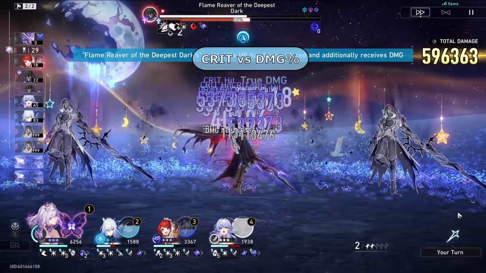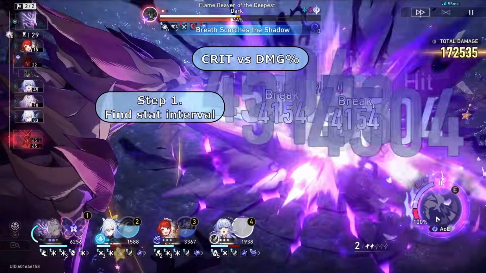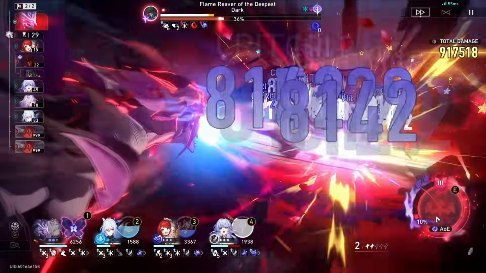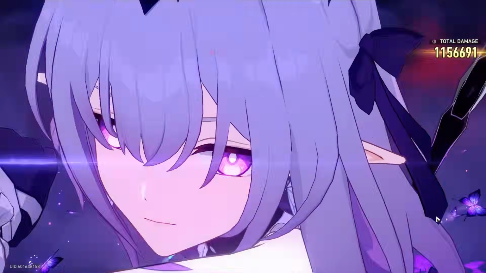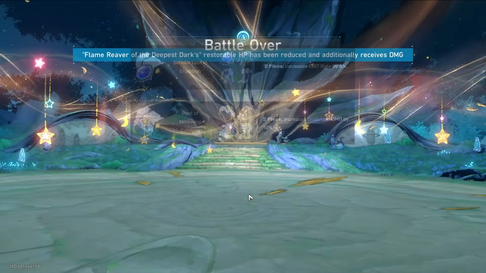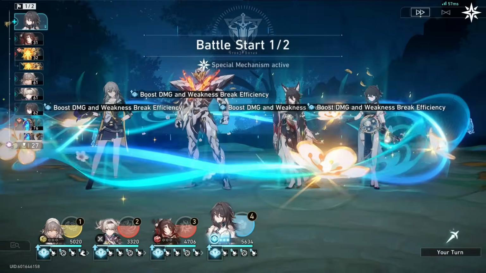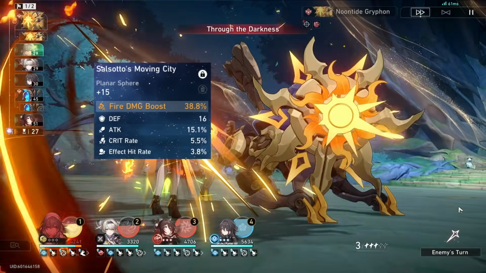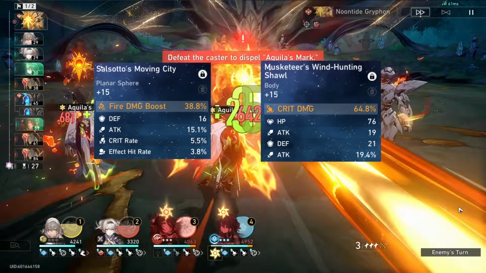To do this, we need to know what intervals of stat increase we'll go by. Thankfully, we have 2 places to look at. First, we can look at our 2-piece effects, where you would generally either get 16 crit value or 10% damage bonus. The second place to look at is, of course, the main stats for our relics, where you get either a 38.88 damage bonus or 64.8 crit value.